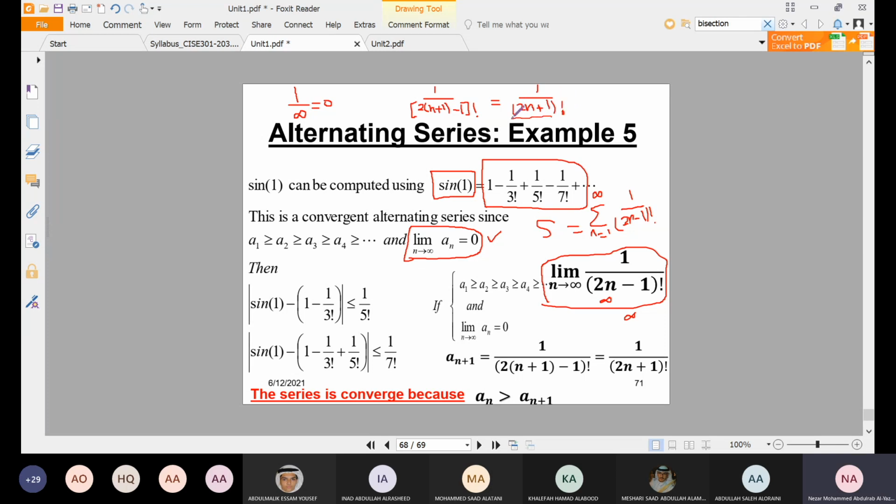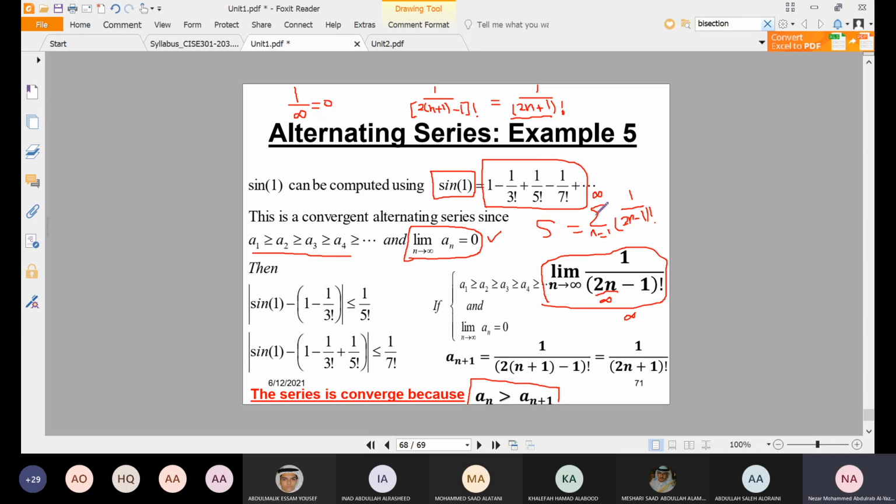If I compare the denominator here, 2n plus 1, with this denominator, 2n minus 1: the value 2n plus 1 is greater than 2n minus 1, but this value now comes in the denominator. So that means the value of a_n is greater than the value of a_(n+1). This second condition is now valid. So the two conditions are valid, and in this case the series converges.